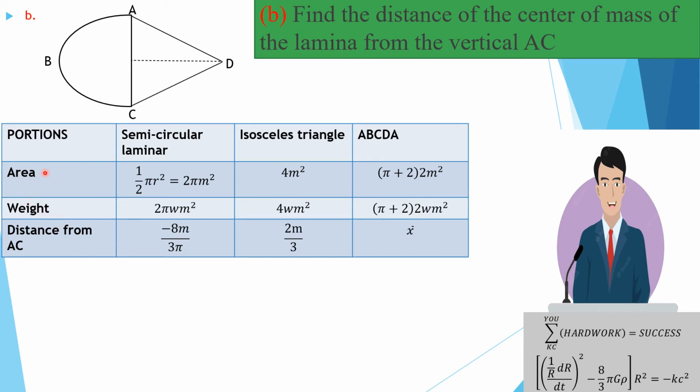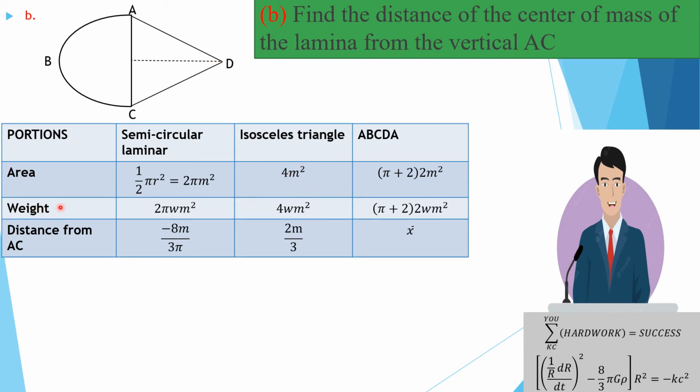So you have each of their areas. The area of the semicircular lamina is just pi radius squared over 2. Because the radius is 2m, in place of the radius you put 2m. You have 4m squared, and then half, you have 2 pi m squared. Then for the isosceles triangle, half base times height. The base here is 4m, and the height here is 2m. So half base times height, you are basically at 4m squared.